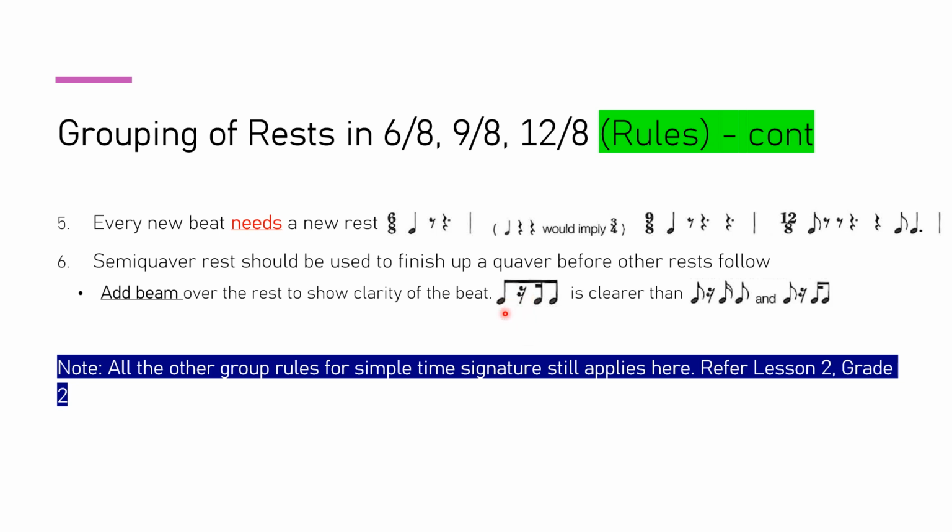All right. So for example, this is a quaver, this is a semiquaver, this is a quaver. So you can bring in a semiquaver rest. You see, it completes this now into a dotted crotchet, right? And then you can put the beam.